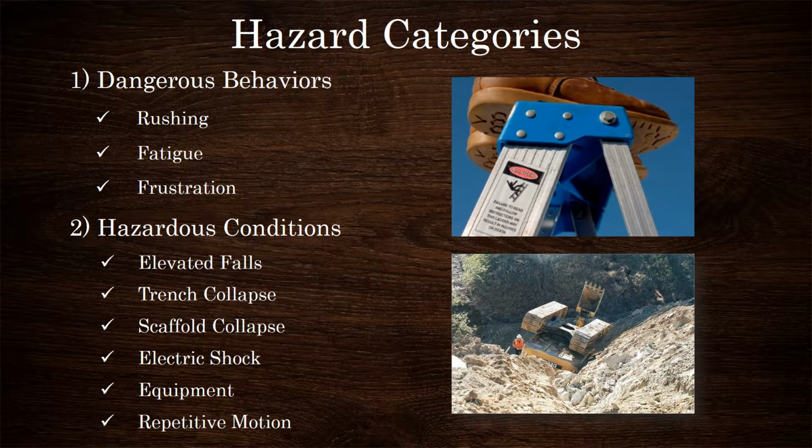Now that you have a good understanding of the process involved with identifying hazards, let's review the two hazard categories: dangerous behaviors and hazardous conditions. Dangerous behaviors are defined as actions that have a high risk of injury to oneself or others. The most common dangerous behaviors on construction sites are due to rushing, fatigue, and frustration.